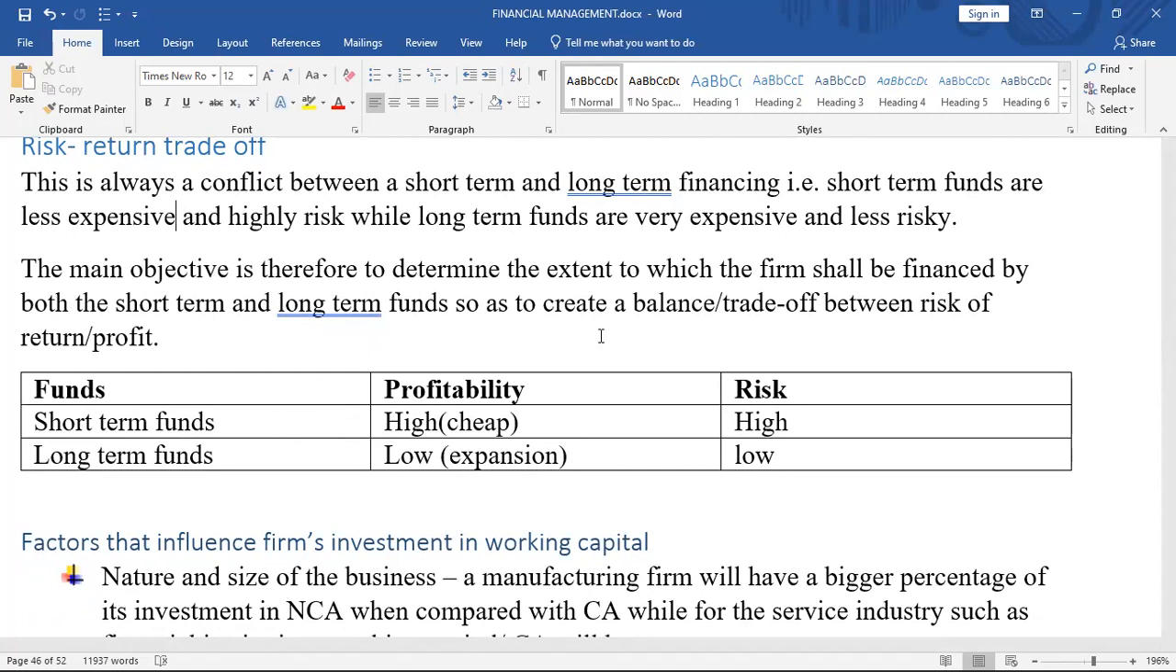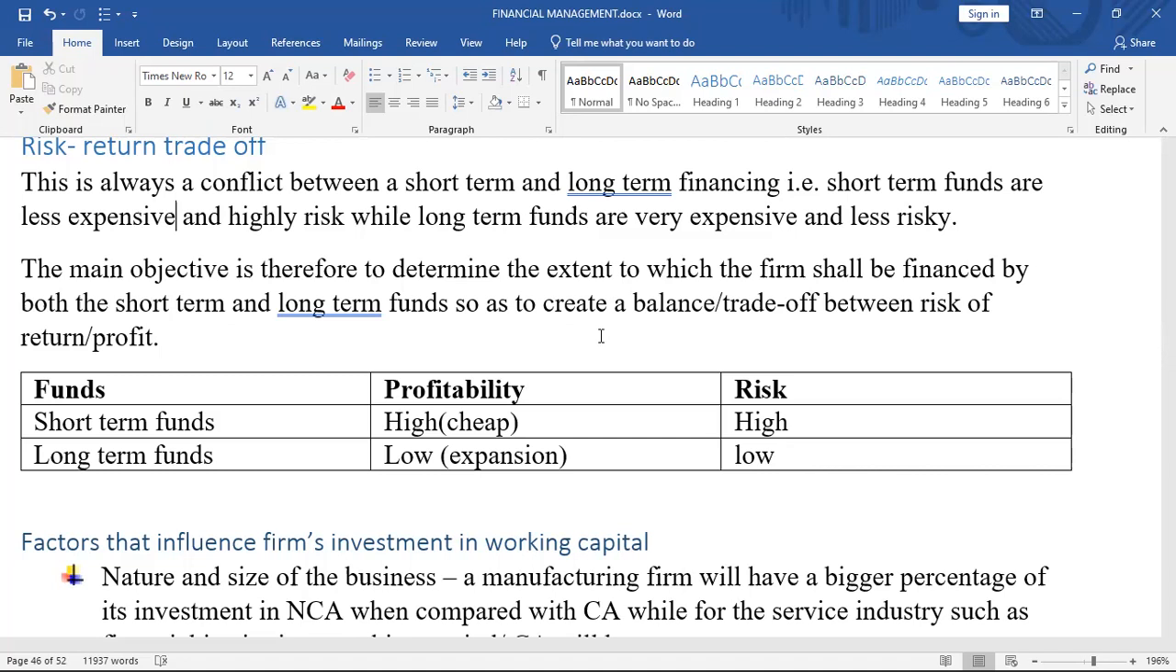WorldCoin. We used to have WorldCoin. I know how the people took a high risk to scan their eyes. Now they are facing the consequences. Now we have the long-term funds. Based on profitability, it is low due to the expansion, but it is of low risk.